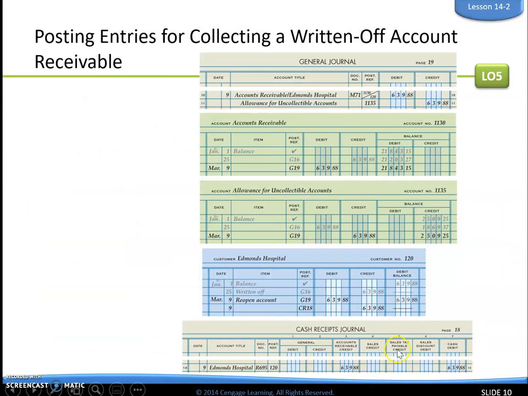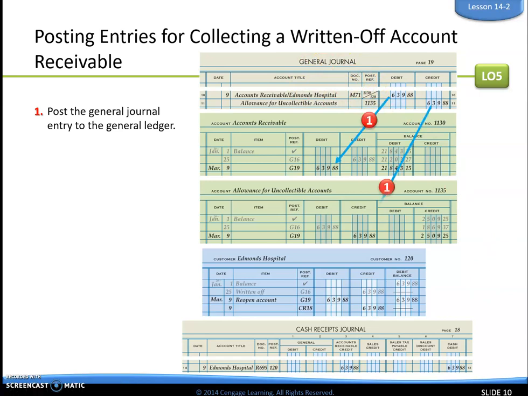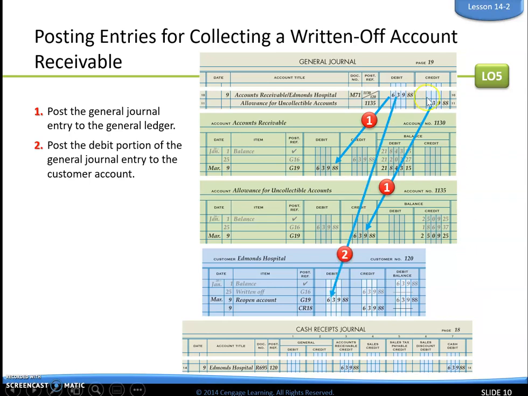Okay, now again, they're showing us our posting. First we're looking at our posting from our general journal, so that's kind of small up here. But it's just posting the exact opposite of what we had done before. Big difference here: remember we had written off before, saying that we had canceled that balance.